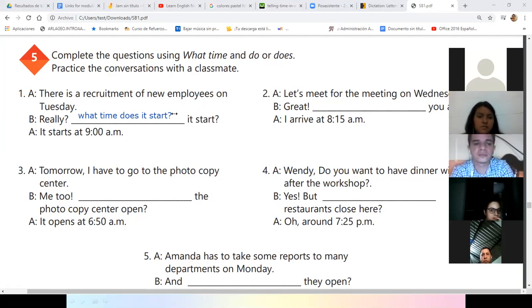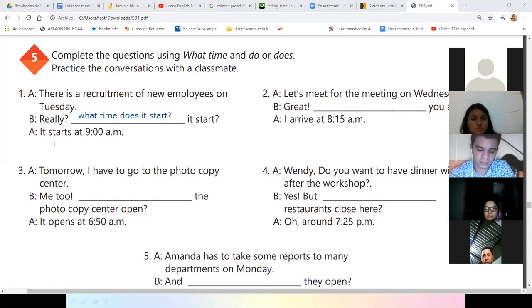It's a recruitment. Un reclutamiento es ahí. Un reclutamiento de nuevos empleados. Recruitment. Okay. Yes. So, and besides, look, además aquí está el it en la pregunta, look, it start. That's why we have the auxiliary does. Okay, and the answer is it starts at 9 a.m.